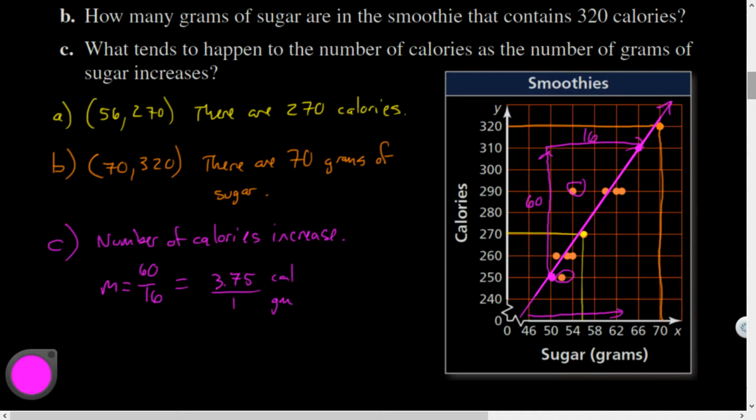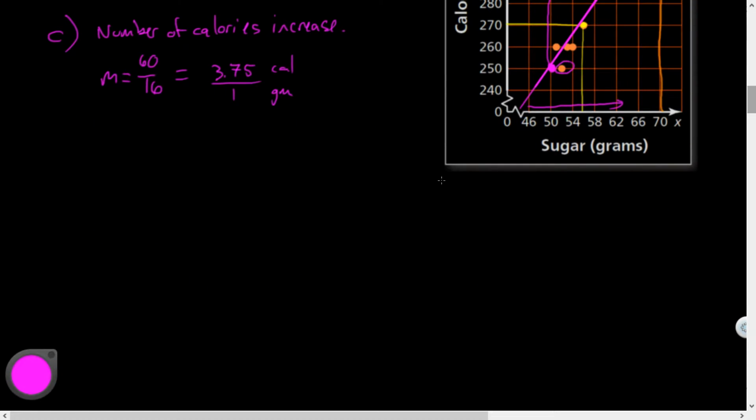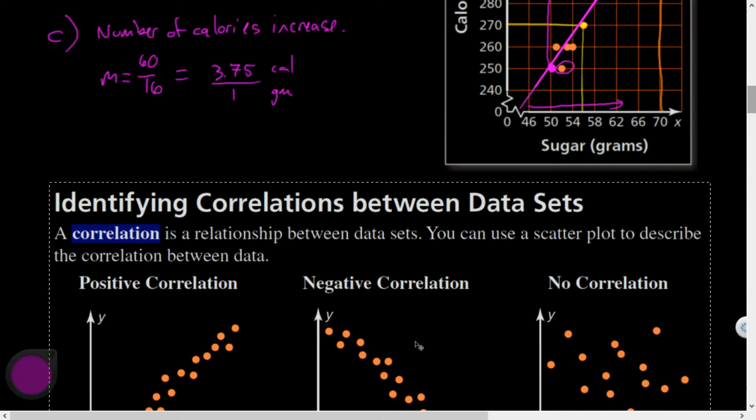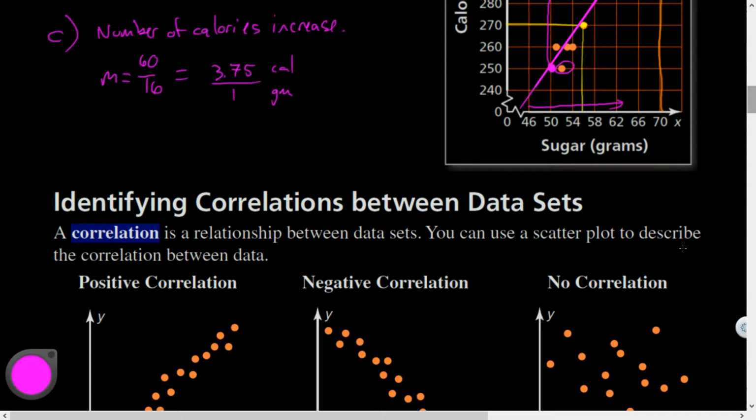So in terms of that trend or relationship, the way we describe that is with the word correlation. How do those two things relate to each other? It's a co-relationship between them. So correlation is what we would describe that as. Identifying correlations between data sets: a correlation is a relationship between data sets. You can use a scatter plot to describe the correlation between data.